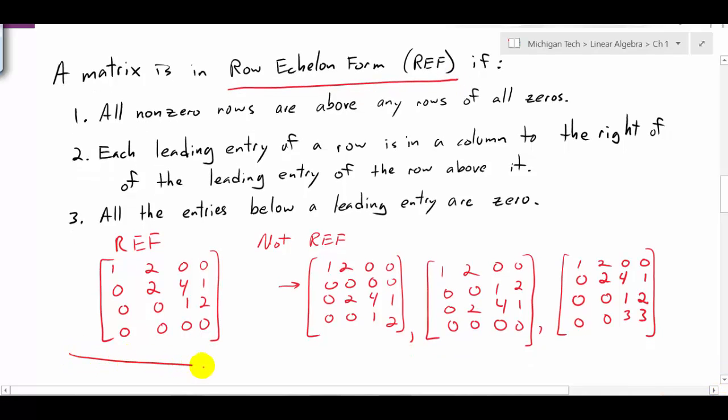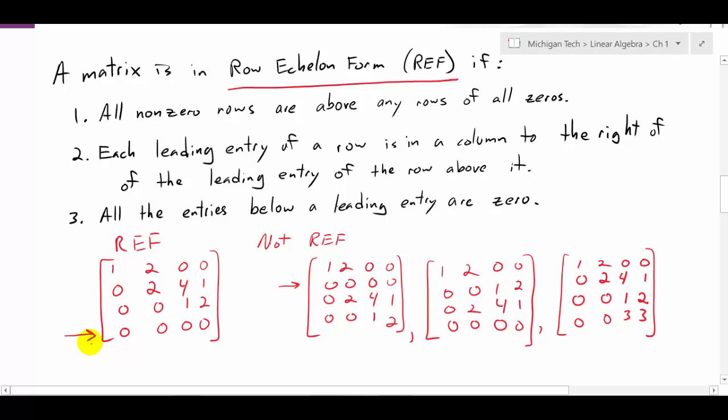This first example, this matrix here, is an example of a matrix that is in REF form. And so the first criteria says that all non-zero rows are above any rows of all zeros. So we have one row that has all zeros in it, and that needs to be at the bottom. And if it wasn't at the bottom, I could do a row interchange to put it at the bottom.